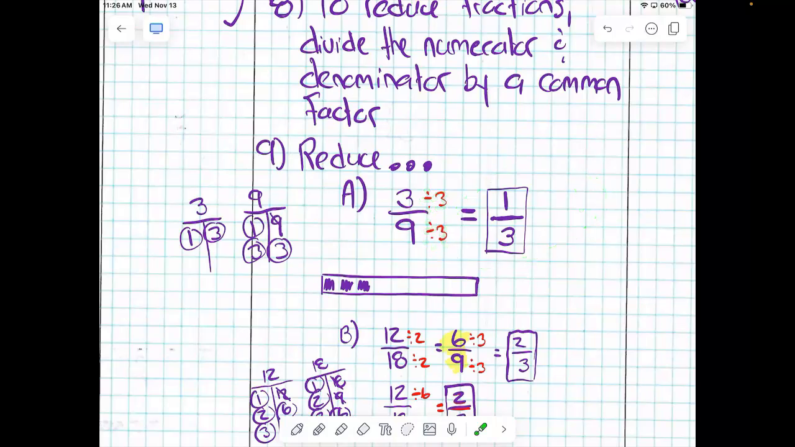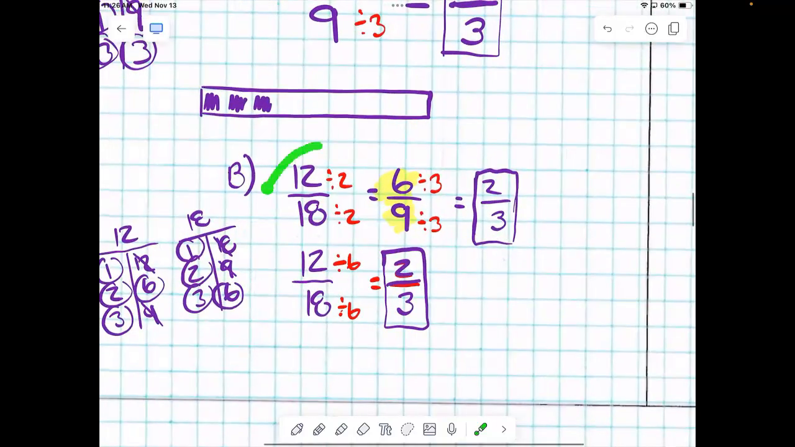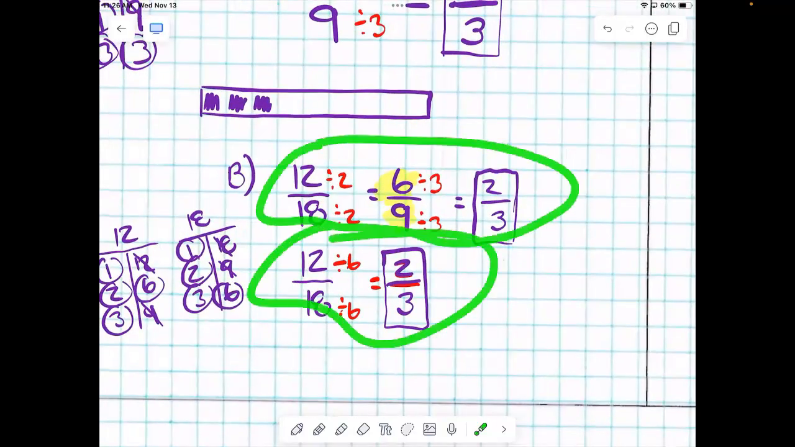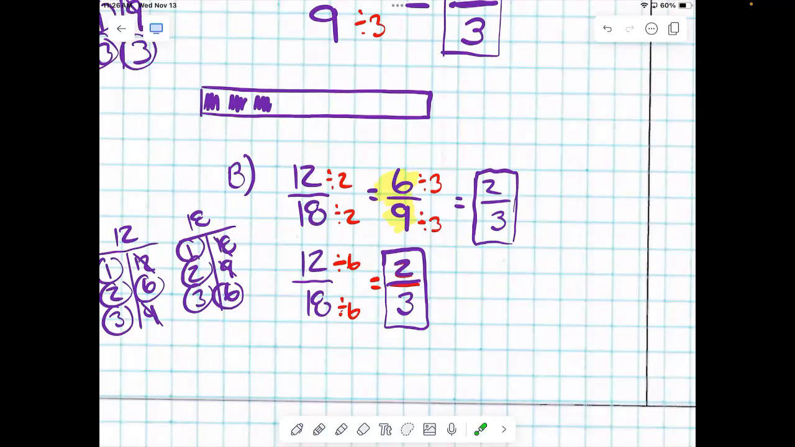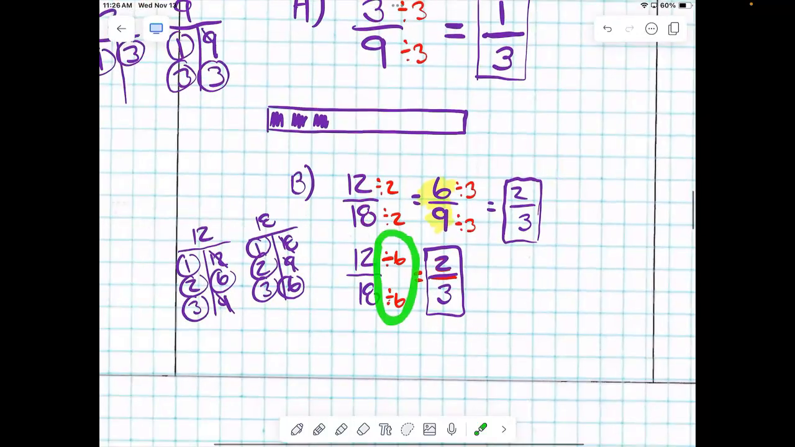Yes. Final answer. This one, 12/18, notice I did it twice, or we did it twice, right? Yes. This one, we only use 6. The reason we could do this reduction in one step is because 6 is the what here? Biggest common factor. Yeah, it's the greatest common factor. But sometimes you don't know the greatest common factor. You don't even really want to find the greatest common factor.